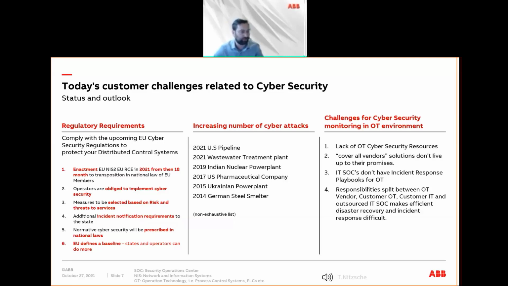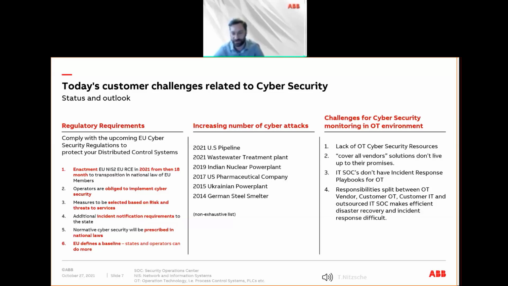For example, in Germany, the BSI has soon published their outlook, and it looks not very good, I would say. This is a hot topic at the moment, and based on that, the regulatory requirements that will come will be more and more.